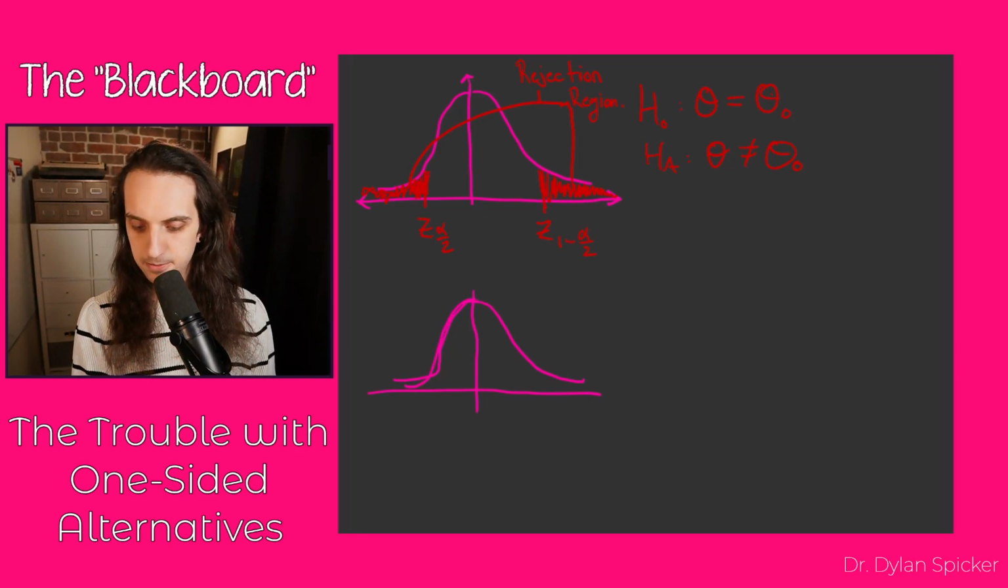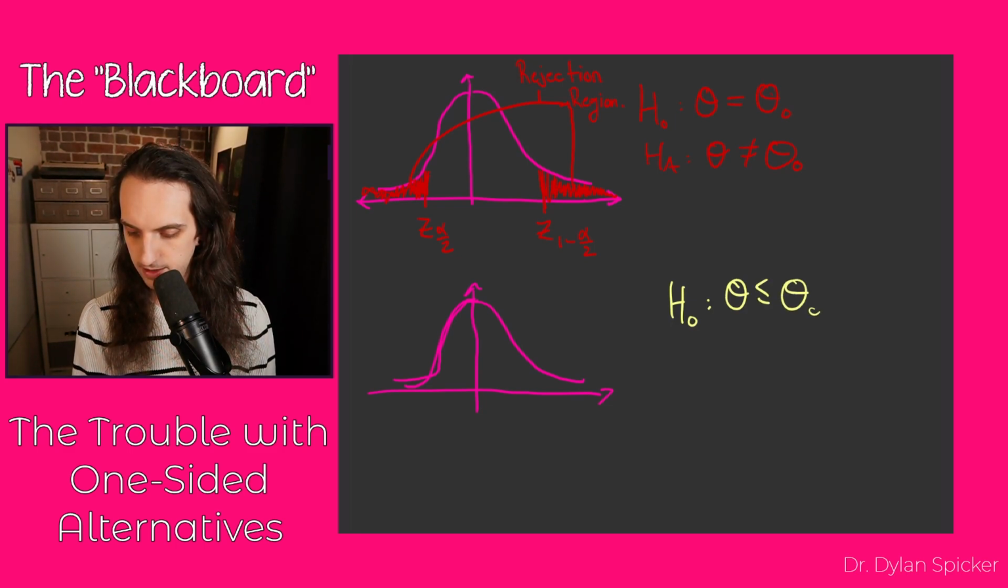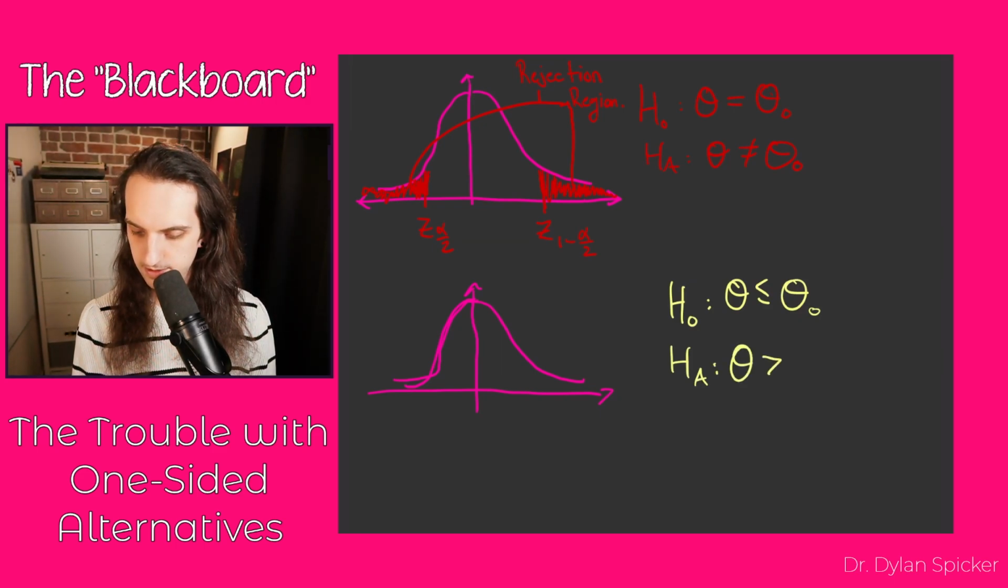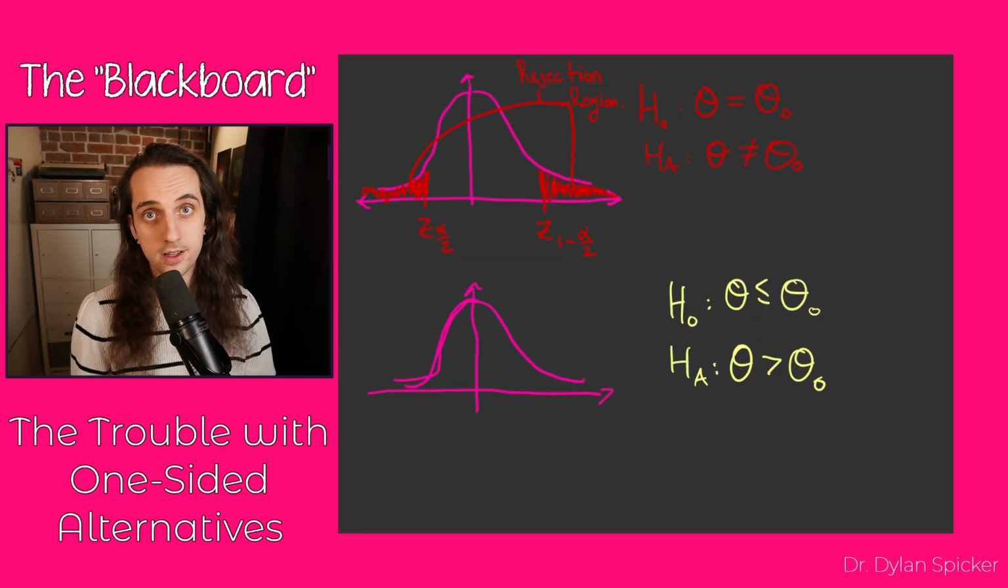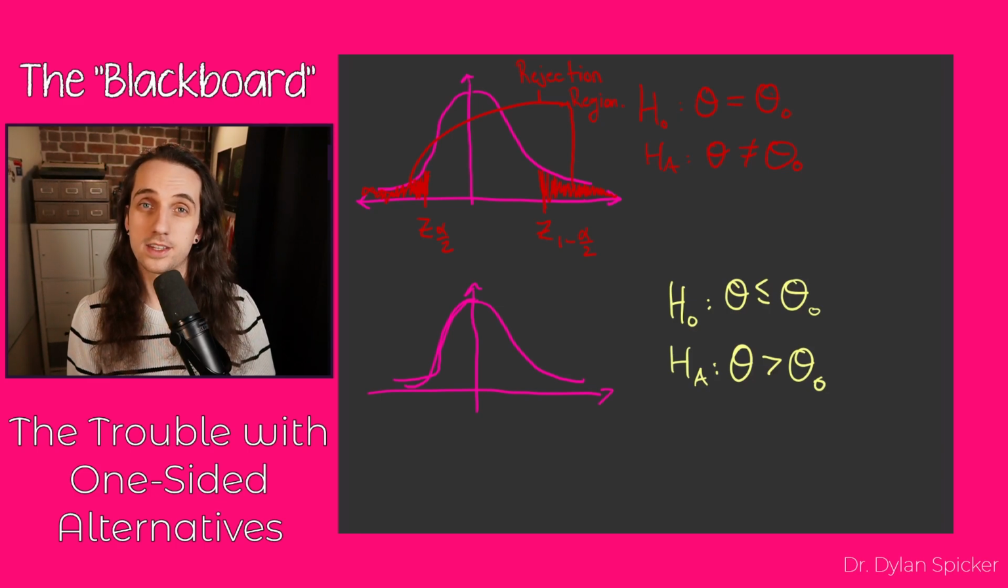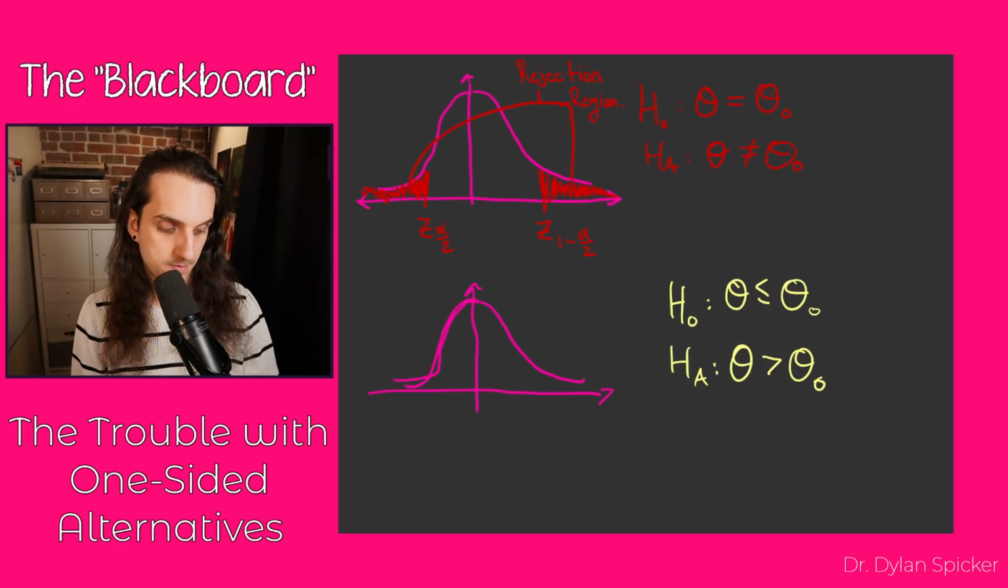Now we are going to be testing the null hypothesis, say that theta is less than or equal to theta naught versus the alternative that theta is greater than theta naught. So we're looking at this one tail alternative where the alternative is on the upper tail of the distribution.